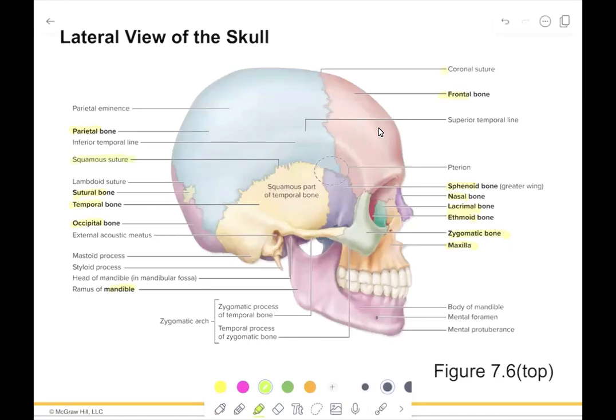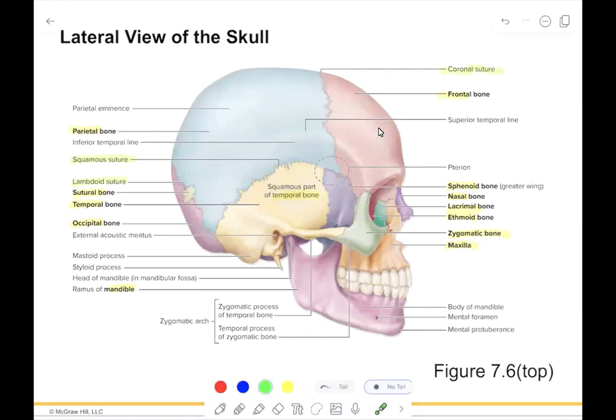So for example, the coronal suture is going to separate the frontal bone from the parietal bone. You should know that the squamous suture, which is found right here, is going to separate the parietal bone from the temporal bone, as well as the lambdoid suture is going to separate the parietal bone from the occipital bone in the back.